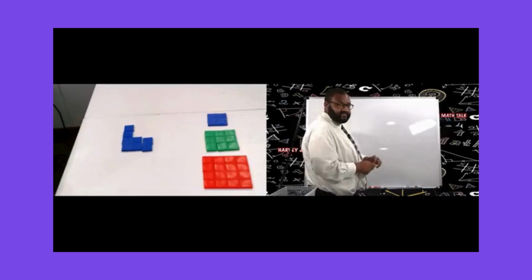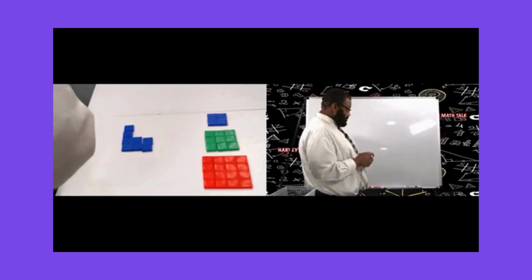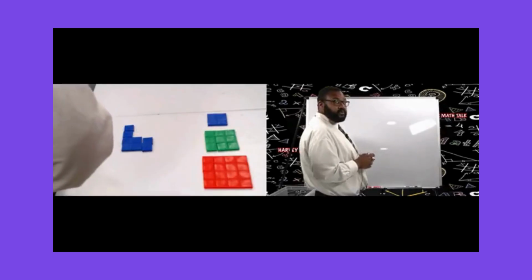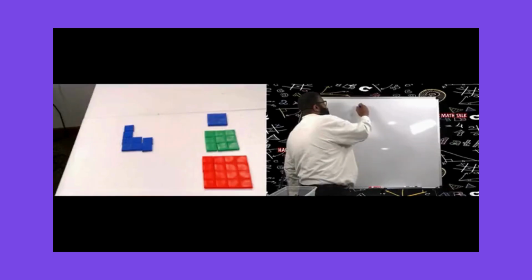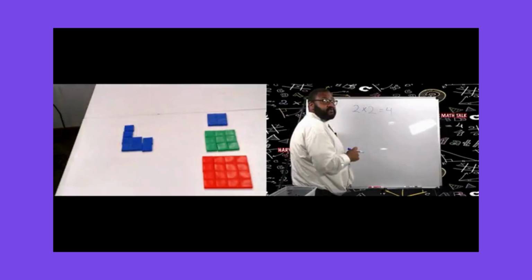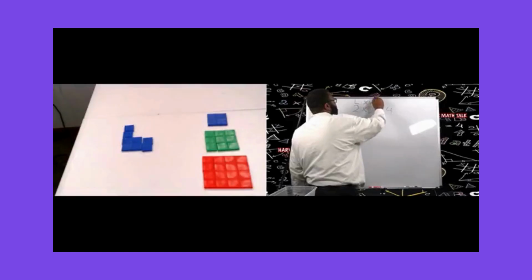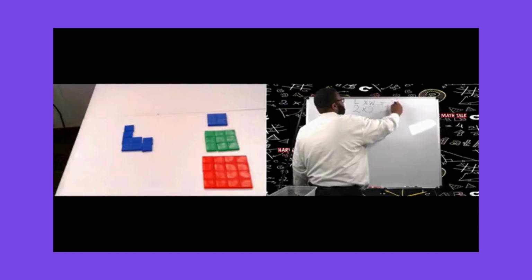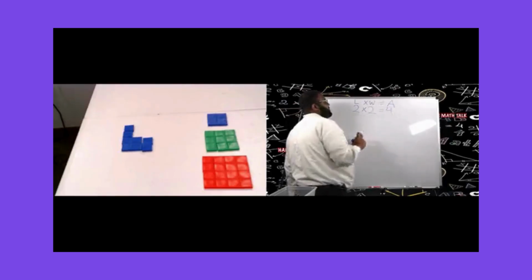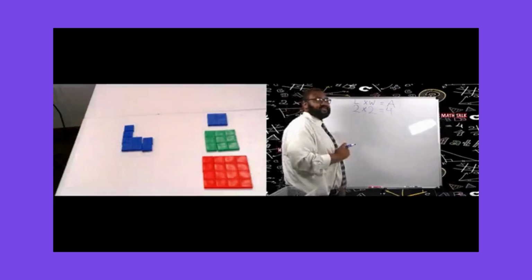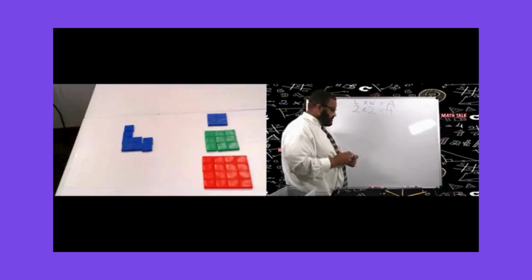I'm going to try to match the colors up. For my blue, this is going to be 2 times 2 equals 4. Because what am I talking about here? I'm talking about L, length, times width is equal to the A, area. That's what they were talking about the entire time: length times the width gives us our area. So that was one of the key things that I was talking about.